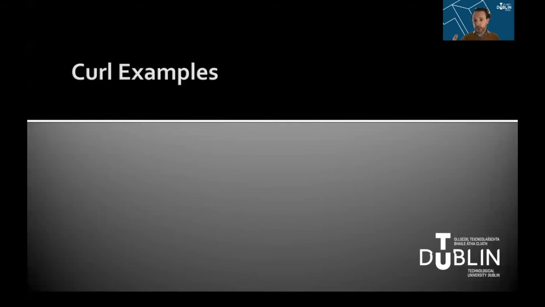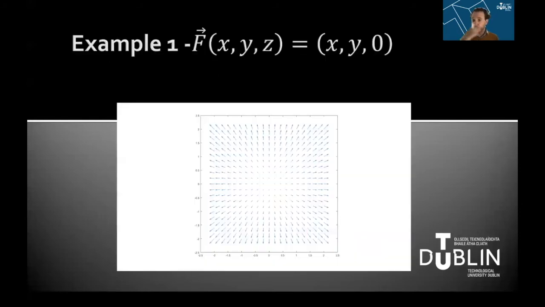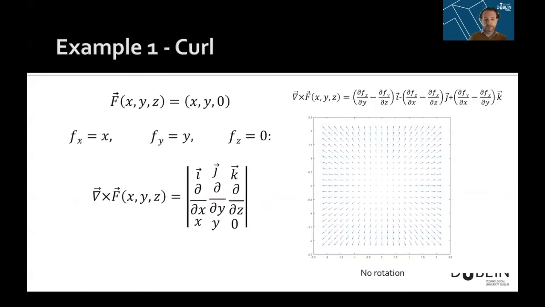Now, let's go through some examples. The same as before, but now we're looking at rotation. So does this expanding flow look like it's rotating? No. Now let's see if the maths agrees. So what we have here is our vector field, and we just take it into 3 parts, the x part, the y part, and the z part, and place it into our matrix.